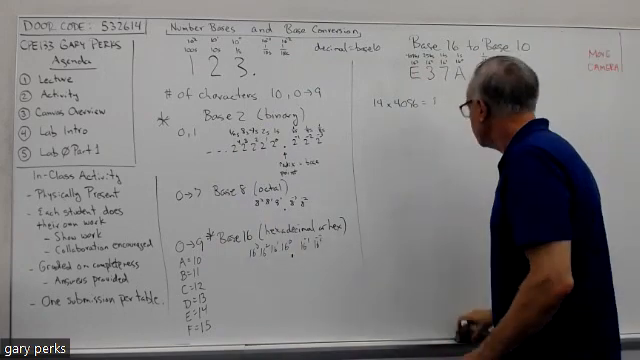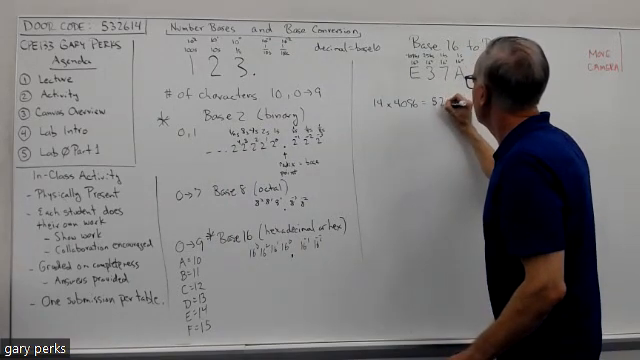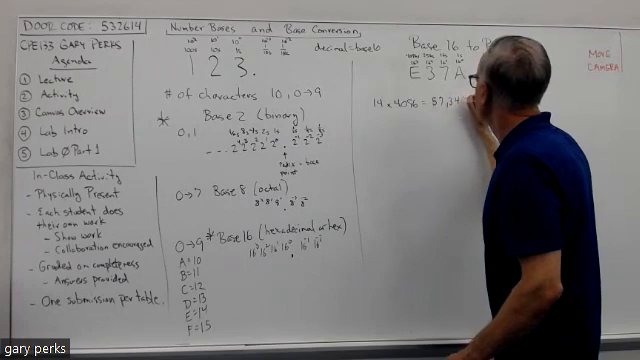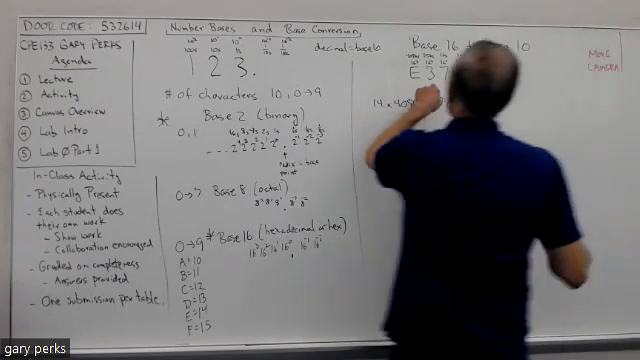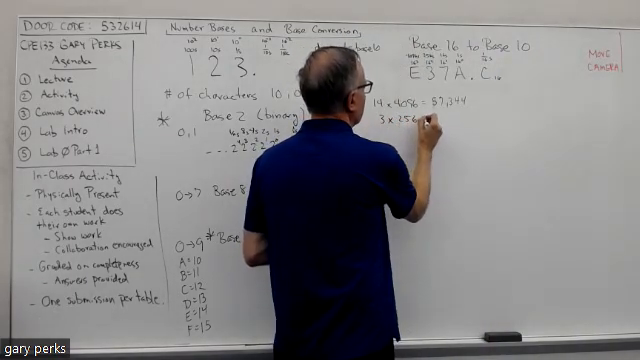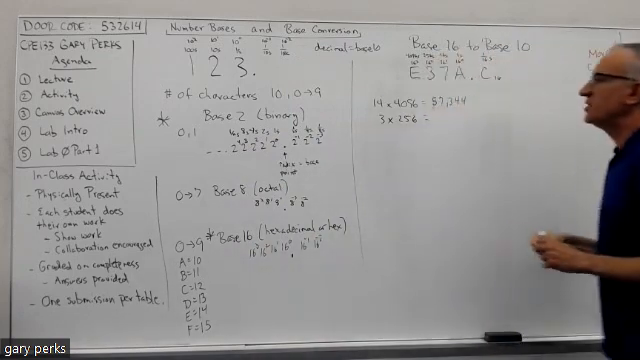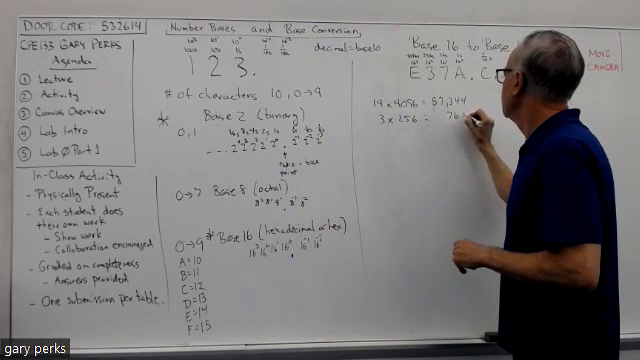57,344, you said? Yes. All right, great, thank you. All right, then we take 3 times 256. That would be 750 plus 18, right? So 768, if I did my math right.